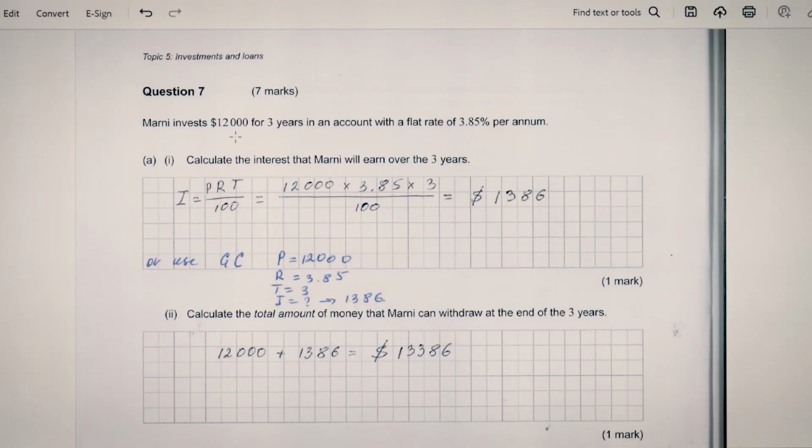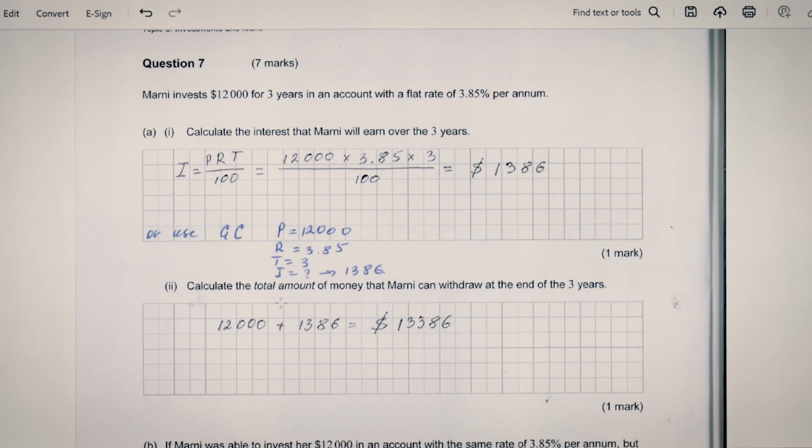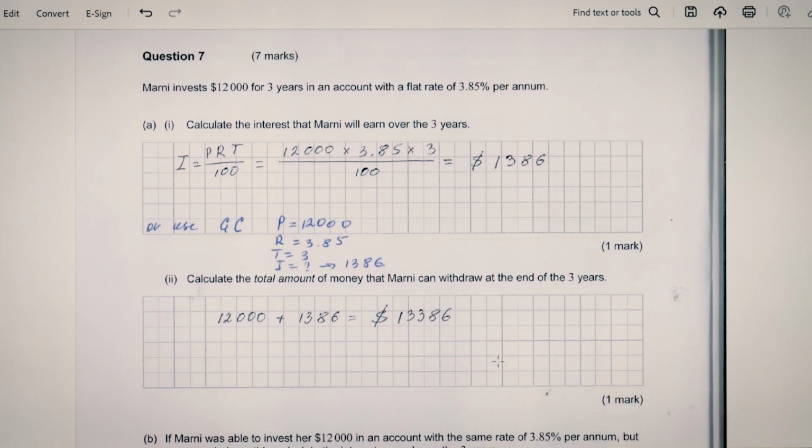So the first question: Marnie invests 12,000 for 3 years in an account with a flat rate, so simple interest, 3.85% per annum. Again, they can use a formula or they can plug it into a graphics calculator and get the answer, just 1 mark for that. And the second question calculates the total amount of money. So it's their principal and their interest, just adding together, we will find out the total amount of money.